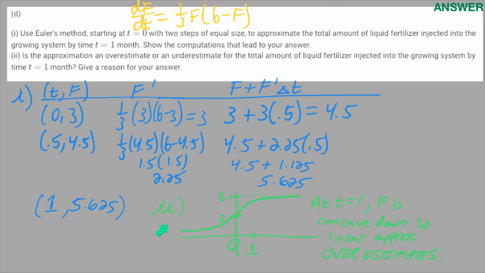At 1, if we looked at the plot from the original first screen, at 1 we are past the halfway point in terms of approaching the carrying capacity. So the curve is concave down, which means tangent lines would be above concave down functions, or the approximation, which is coming from a tangent line, is going to overestimate the actual value.